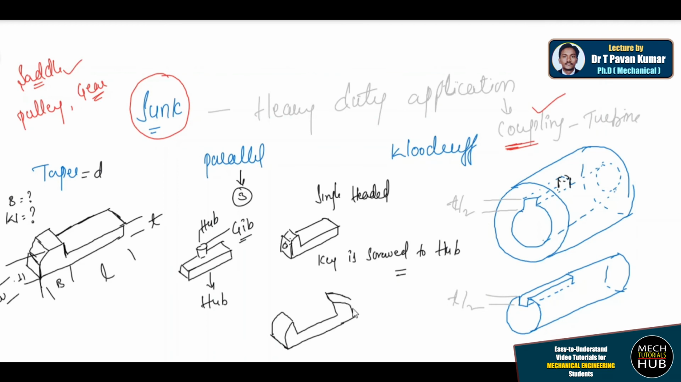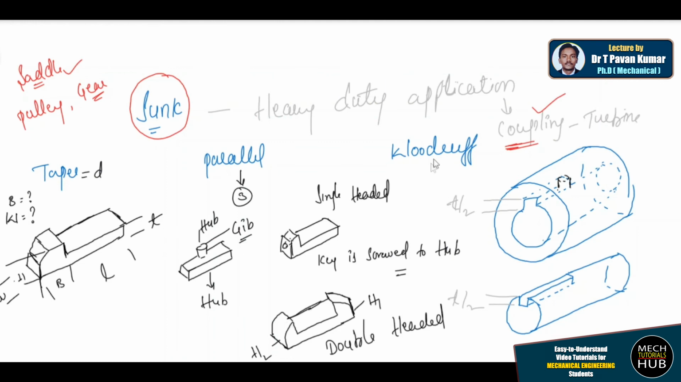This is how it is going to be, and this is the width. Alright, this is head number 1, and this is head number 2. This is called a double headed key. Alright, this is how the representation is going to be.